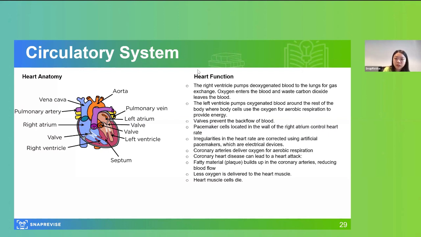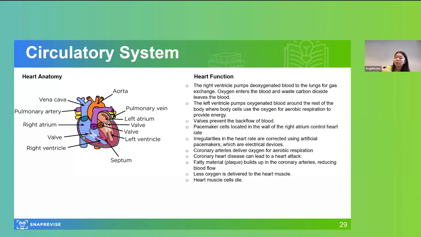So with the heart function, let's just go through this. We're going to talk about how blood flows throughout the heart, and we're going to talk about deoxygenated blood and oxygenated blood. So first up, the right ventricle is going to pump deoxygenated blood, so blood that doesn't have any oxygen, to the lungs for gas exchange.